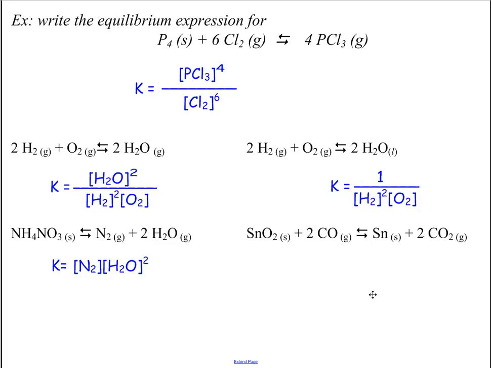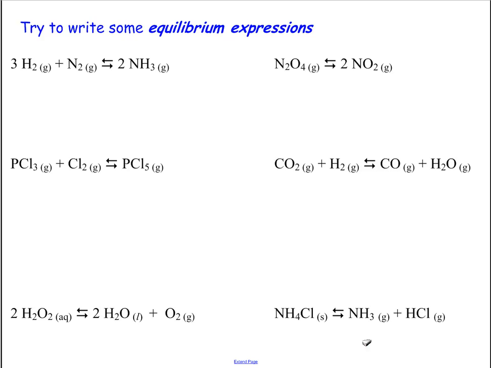And here's our last one. Tin 4 oxide and carbon monoxide make tin and carbon dioxide. Note that the tin and the tin 4 oxide are solids, so they're not part of the equilibrium expression. Starting to see how this works? Take a look at the next set. Pause the video and try to write these.